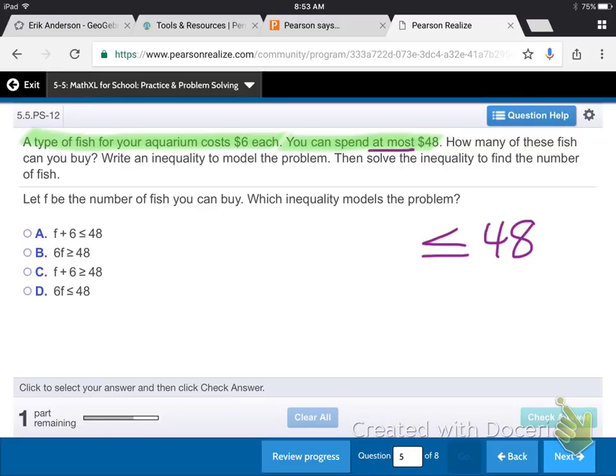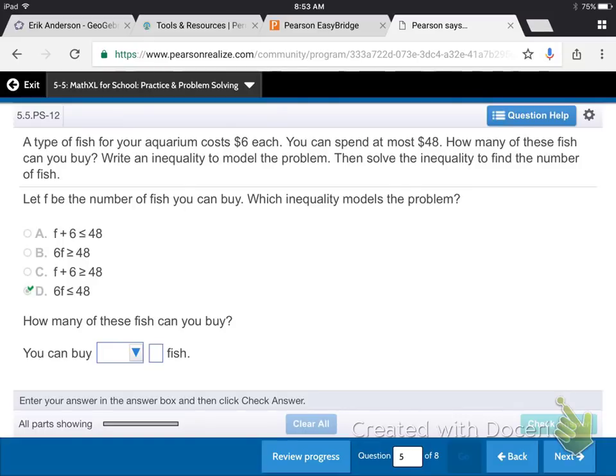So, we know that fish cost $6 each, but we don't know how many fish we're going to buy. So 6 times the number of fish we buy has to be less than or equal to 48. Okay? And so now we can pick the right answer, and we can see clearly that it is this one, right? So let's go to the next part of the problem. And here it says, how many of these fish can you buy? So we go back to our inequality. We'll write it down again.